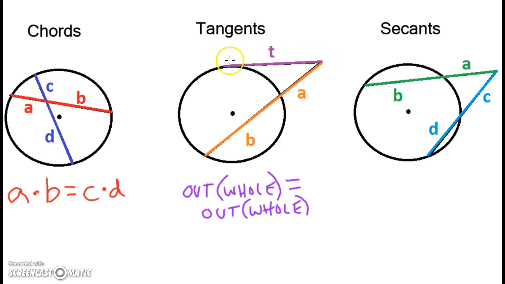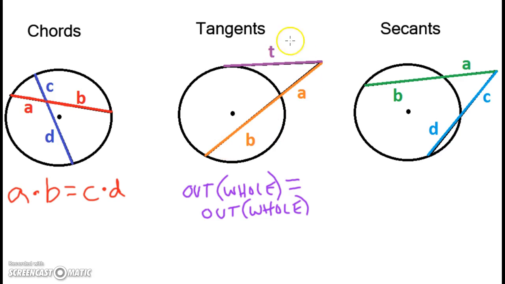One thing that's cool that you guys will learn about tangents is that if you have two tangents that both come from the same point, like if I drew a tangent going this way, this tangent and this tangent are exactly the same length because two tangents that come from the same point are actually equal to each other. Get that line out of there.